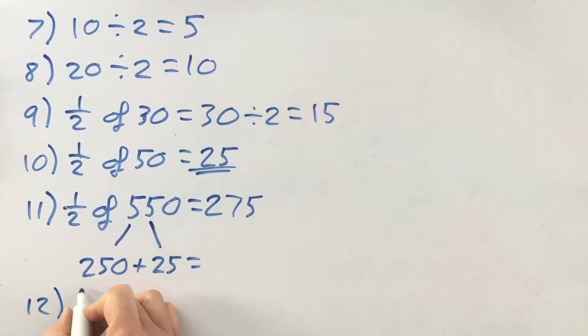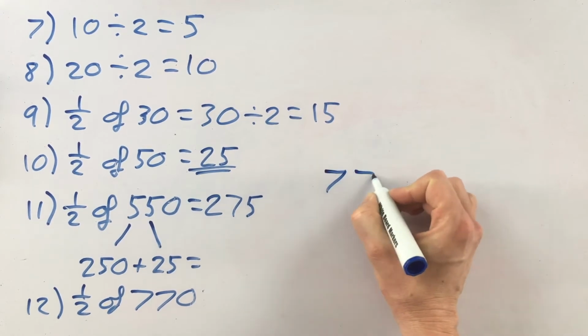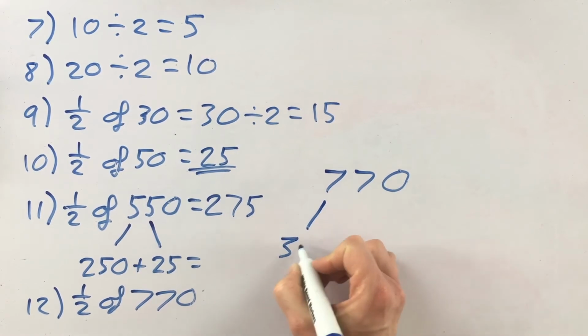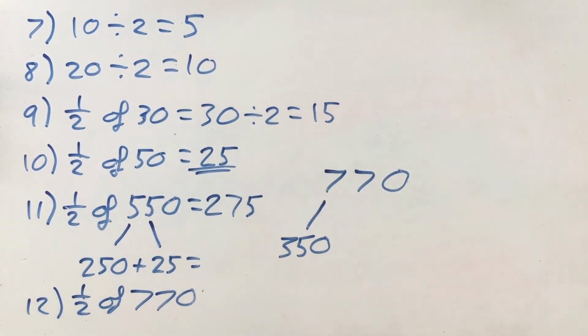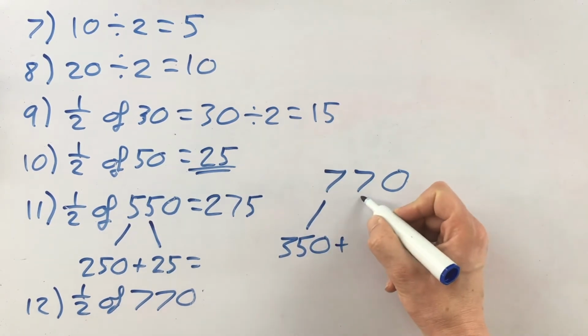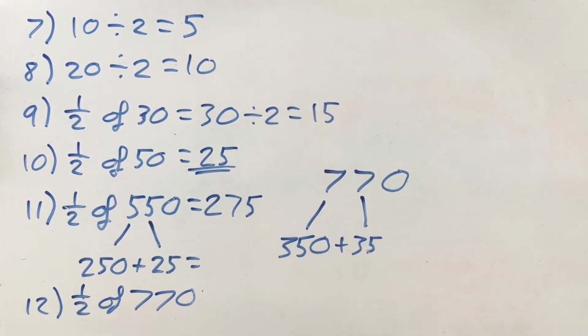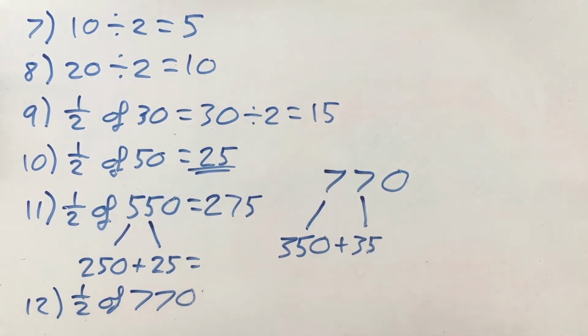Number 12, half of 770. I'm going to use a diagram for this. 770. Half of 700 is 350. If I wanted to, I could get 700 coins and split them in the way that we've already shown, but I know that half of 700 is 350 because I know that half of 70 is 35, because I've learnt that fact. So it's always useful to know your number facts as well, because then you can use them. And if half of 70 is 35, then half of 700 will be 10 times bigger. Half of nothing is nothing.